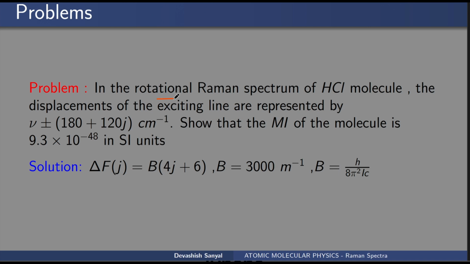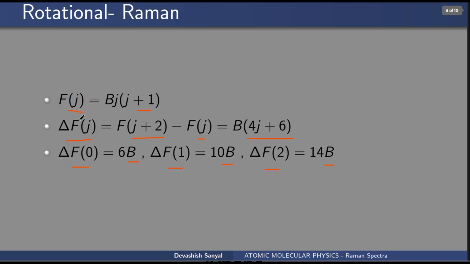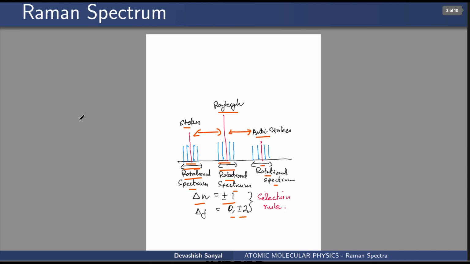In the rotational Raman spectrum of HCl molecule, the displacements of the exciting line are observed as nu plus minus 180 plus 120 J, where J is the rotational quantum number, in centimeter inverse. Show that the moment of inertia of the molecule is 9.3 into 10 to the power minus 48 in SI units. Here we are interested in the purely rotational spectrum.